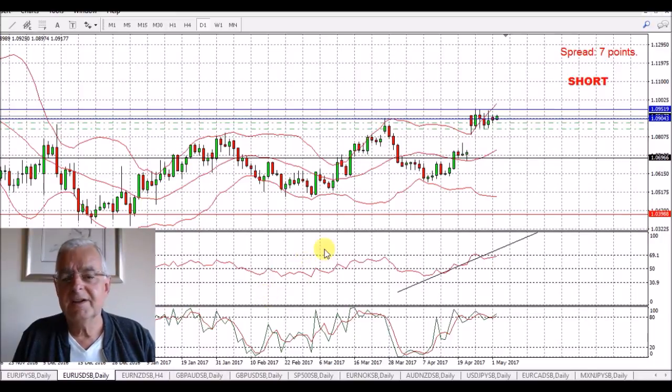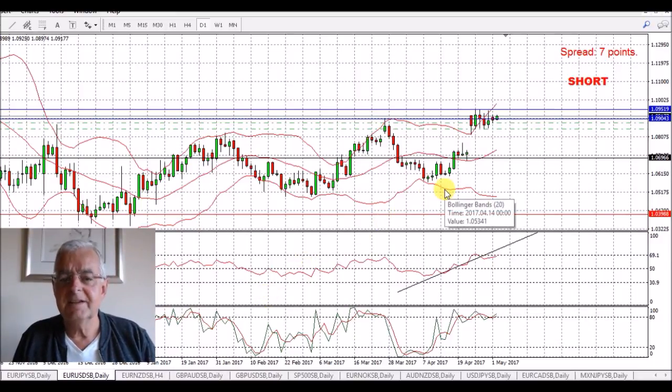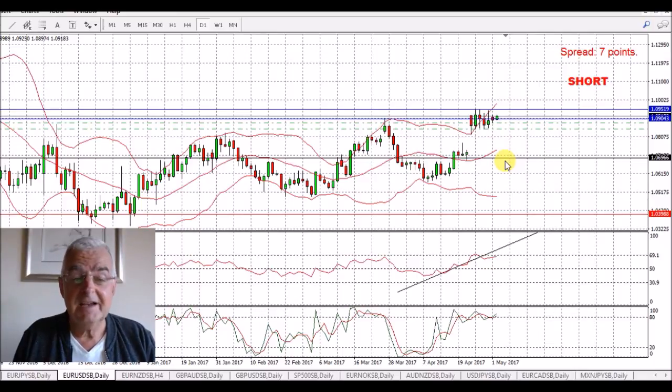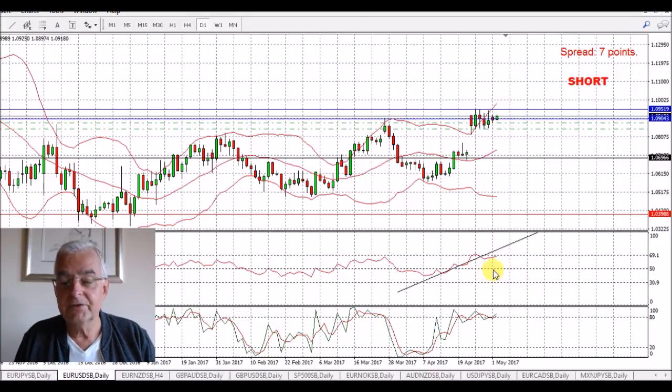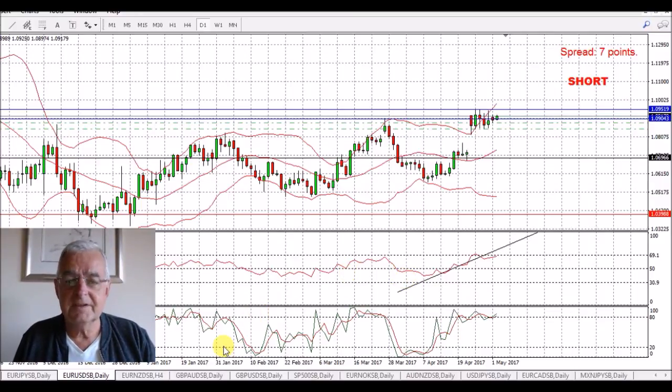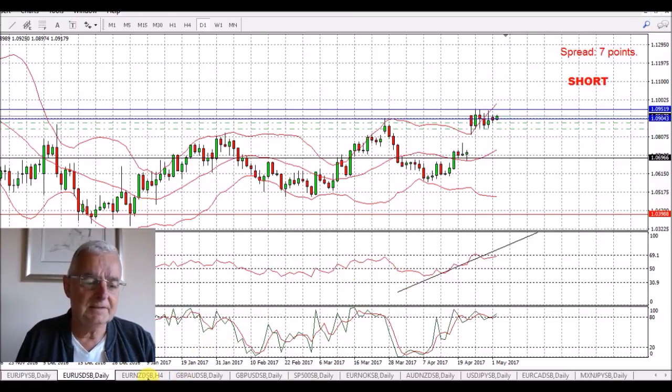Euro, US dollar, not a lot happening there. We're between these two support and resistance lines. We're at about the top of the range. We've crossed the trend line on the RSI. We're still below the 69.1, so we're traveling between the 50 and the 69.1, which is sideways movement. Right, so we'll have a look what happens there.